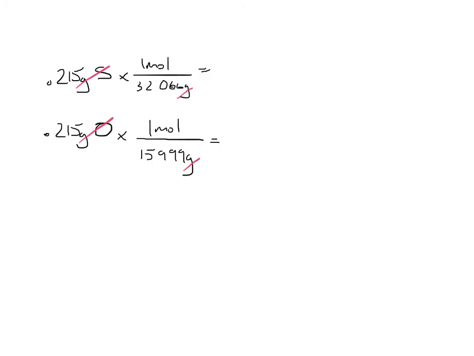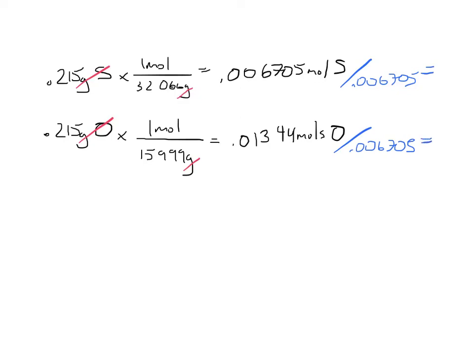And when we set these up and cancel out units, we get 0.006705 moles of sulfur, and we get 0.01344 moles of oxygen. Next step is to divide by the smallest, and the smallest is the 0.006705, and that'll give us our ratio. So we would have 1 sulfur for every 2 oxygens. And that means our empirical formula for this is going to be SO2.